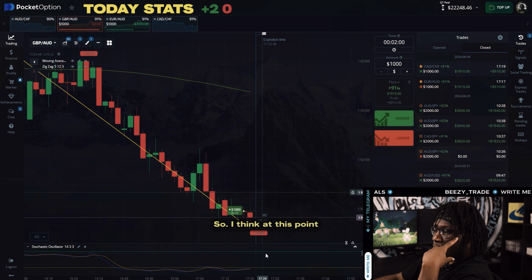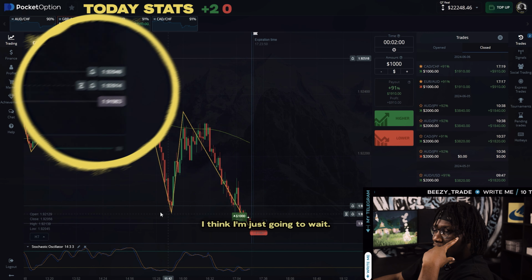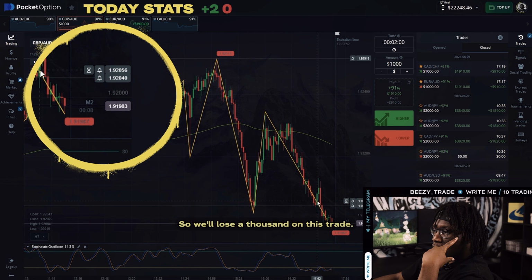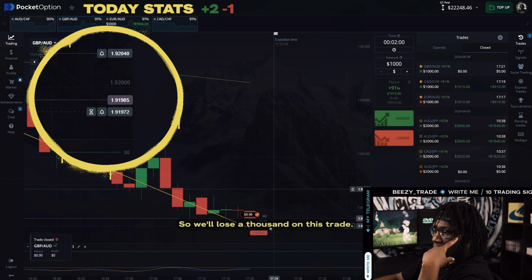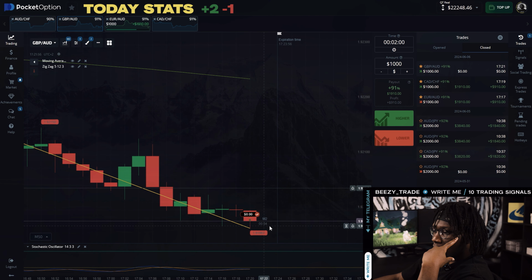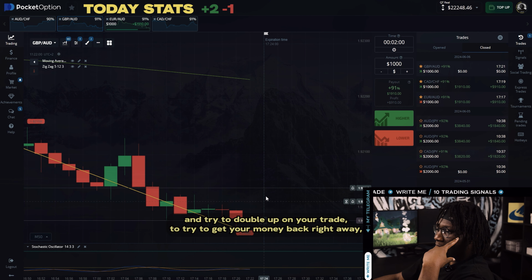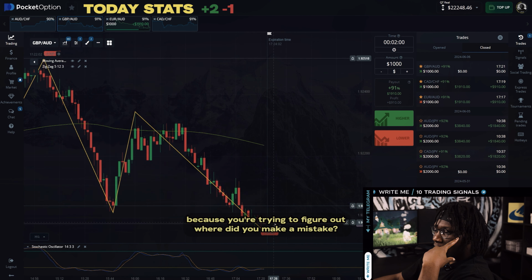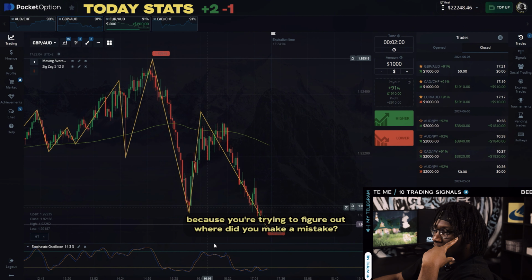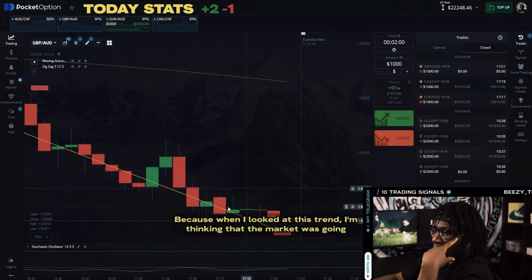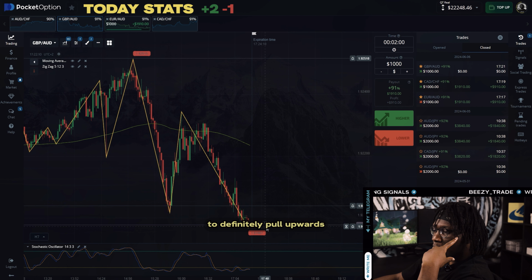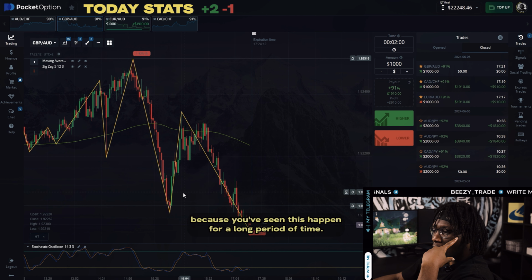I think at this point I'm just gonna wait. So we'll lose 1,000 on this trade. You can't rush in and try to double up on your trade to get your money back right away, because you're trying to figure out where you made a mistake. When I looked at this trend, I thought the market was definitely going to pull upwards, because you've seen this happen for a long period of time.